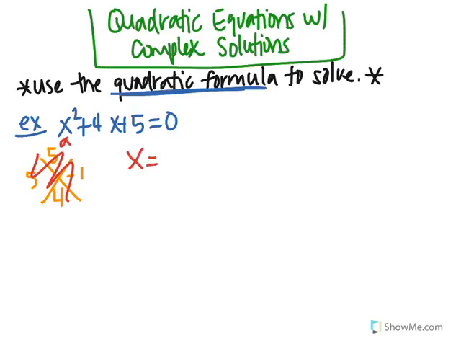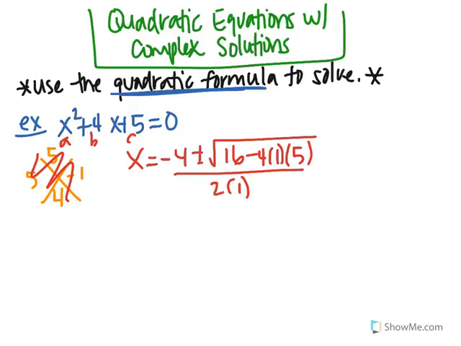So you have a is 1, b is 4, and c is 5. So I get opposite b plus or minus the square root. b squared is going to give me 16 minus 4 a c, and c is 5, all over twice a. So when I go ahead and simplify, I end up getting inside the square root 16 minus 20. So that would come out to be negative 4 plus or minus the square root of negative 4 all over 2. And the square root of negative 4 simplifies into 2i.